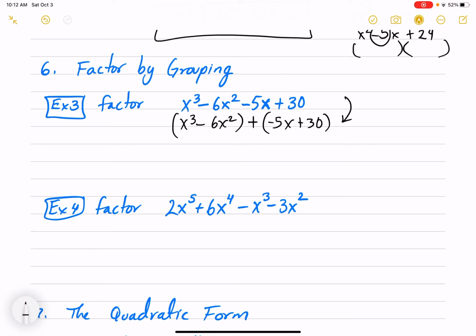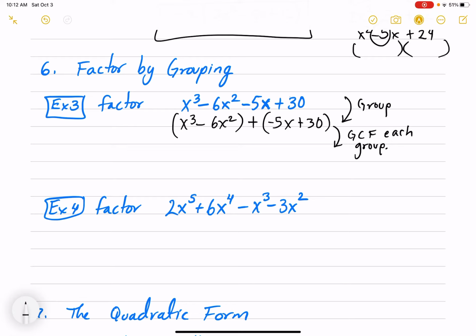So we're going to group the first 2 terms and group the next 2 terms. So the next step we need to do is find the GCF of each group. We're going to try to factor the greatest common factor in each group.